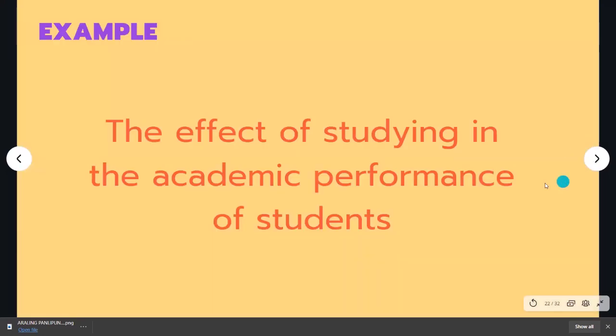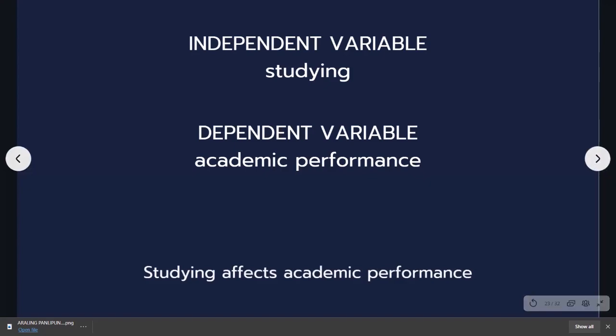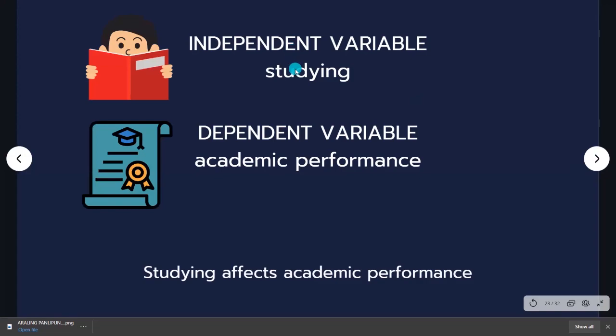Okay? So example, ito yung ating problem. The effect of studying in the academic performance of students. So ano ang ating independent variable will be the studying, and then ang dependent variable ay ang academic performance because studying affects academic performance. So depende kung nag-aral ka na mabuti o hindi ka masyadong nag-aral o talagang wala kang ginawang pag-aaral. So maapektuhan yung academic performance. Nakadepende siya dito sa independent variable natin na studying.